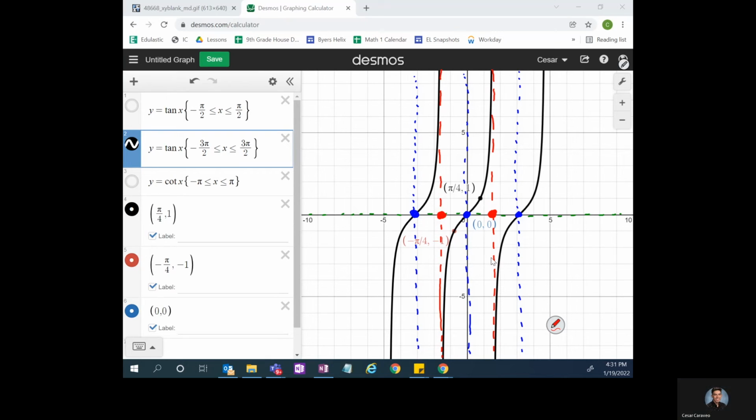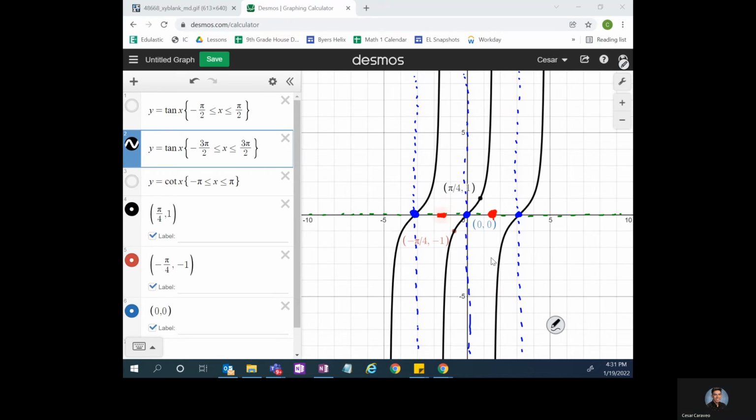Finally, we're done with the asymptotes. I'm going to erase them so we don't get confused here. So these were the asymptotes for tangent, so we don't need them anymore now that we have our points. There we go.